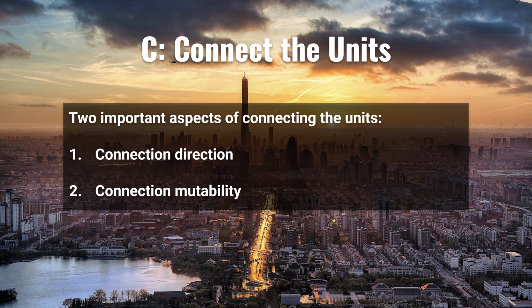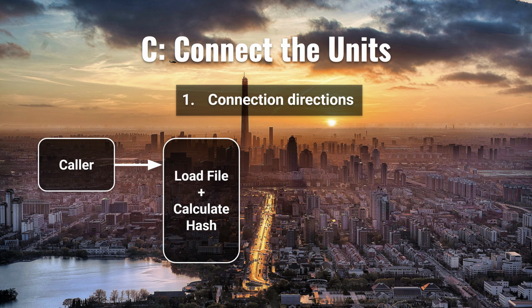When deciding how to connect your units, there are two important aspects of connecting your units that you need to take into consideration. The first is connection direction, meaning the direction of the connections between your units. And the second is connection mutability, meaning the ability to change the connections at runtime. Let's first talk about connection directions.